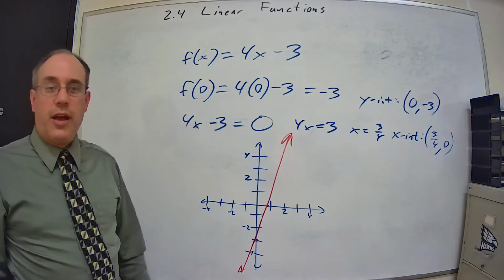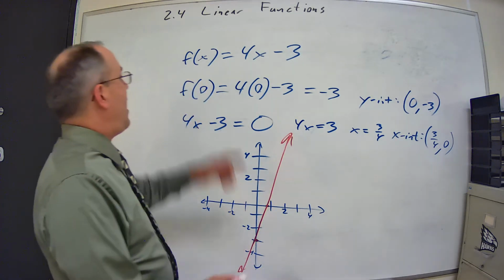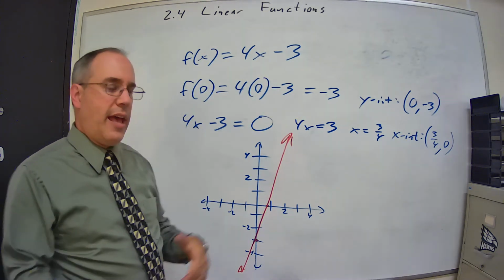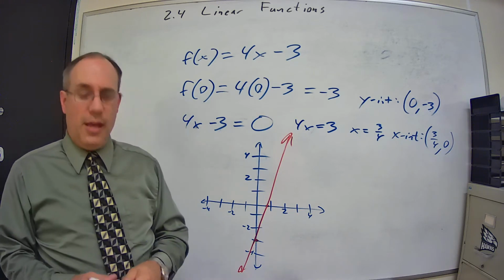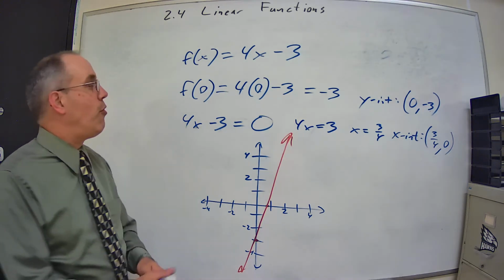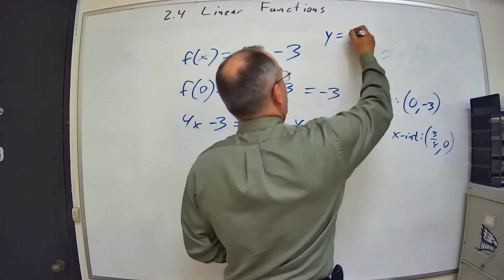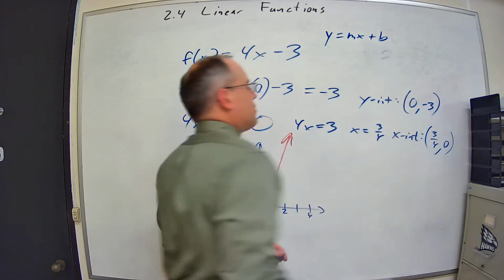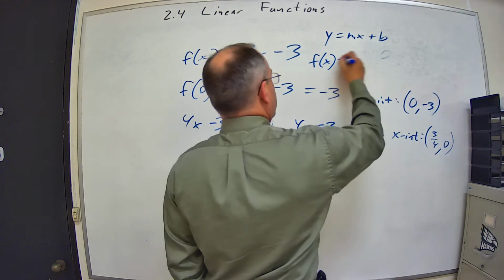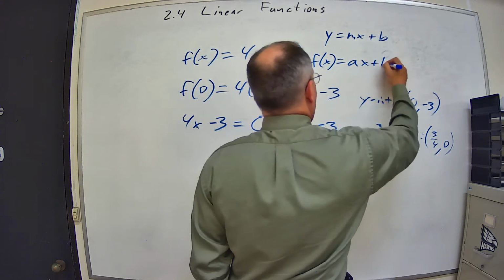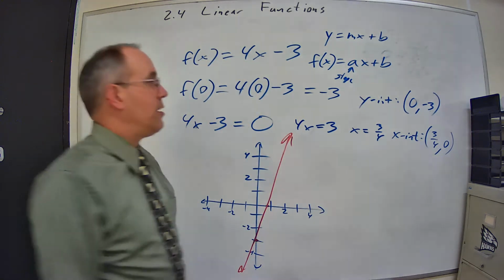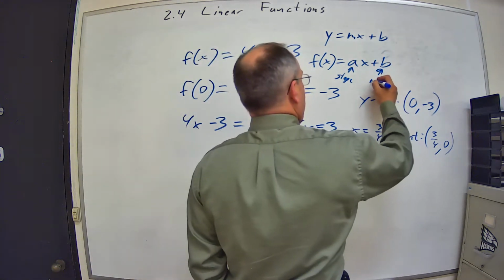Now I will point something out here. When we had this function, f of x is equal to 4x minus 3, or f of x is equal to ax plus b, that's really a form that you've seen before. That's the slope-intercept form. You've seen it as y equals mx plus b. And as a function, we say it's f of x is equal to ax plus b, where a is the slope of the line, and b is the y-intercept.